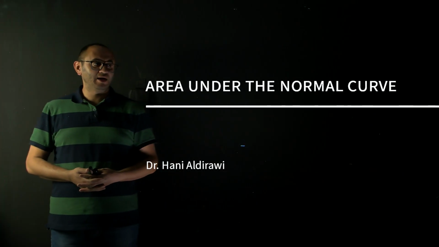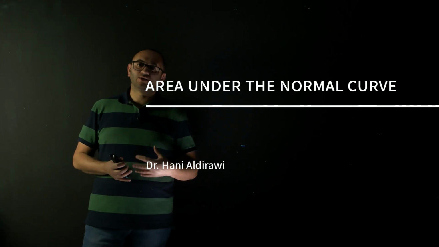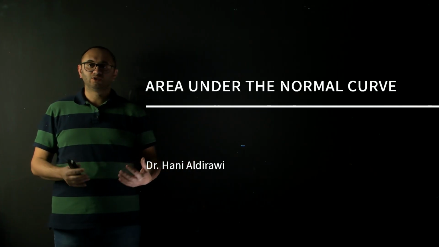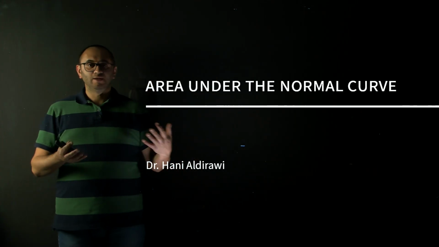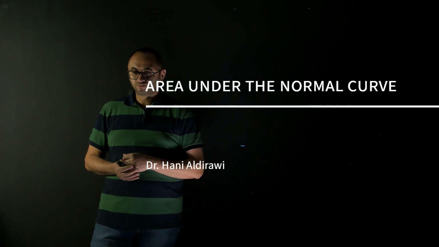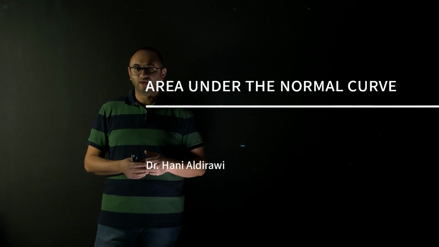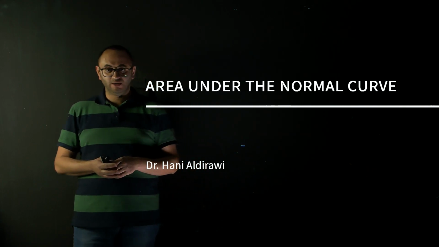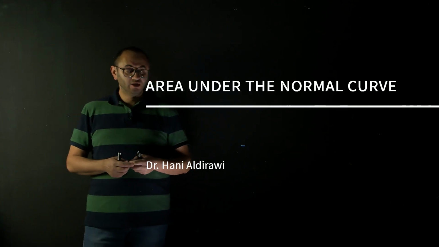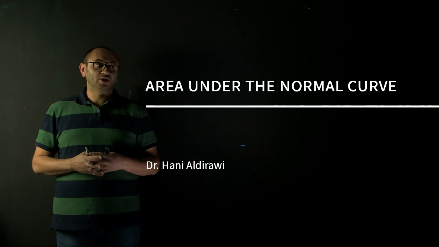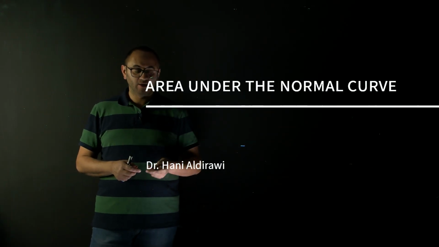It's about area under the normal curve. So in our previous meeting we discussed the normal distribution and some properties of the normal distribution. So we know that the normal distribution is a bell-shaped curve with mean mu. It has two parameters, the mean or mu and the standard deviation or sigma. And the area under the normal distribution is 1. So today we are going to discuss how to calculate the area under the normal curve.